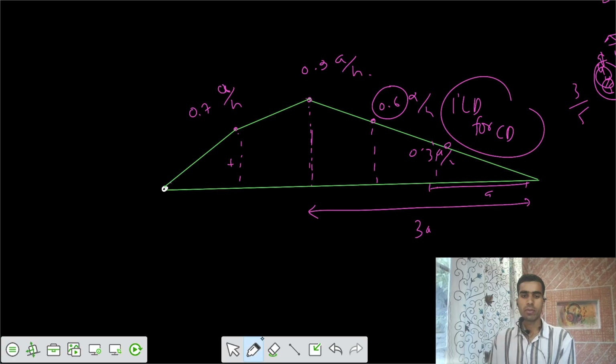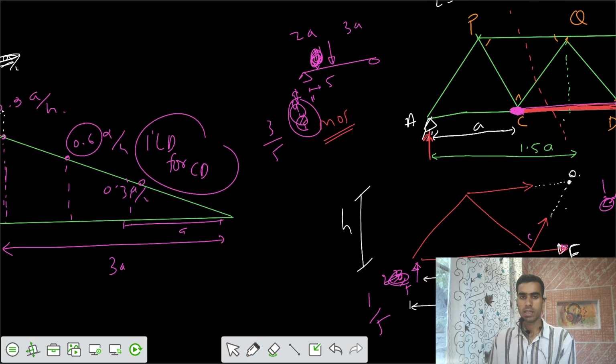From this side we have a different slope. If I extend this part, this would have been some 1.4 a by h somewhere here up to this point. But this is not our goal here. This is not our concern here. Let's take this one as it is.